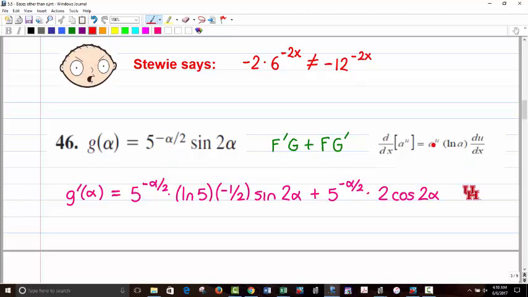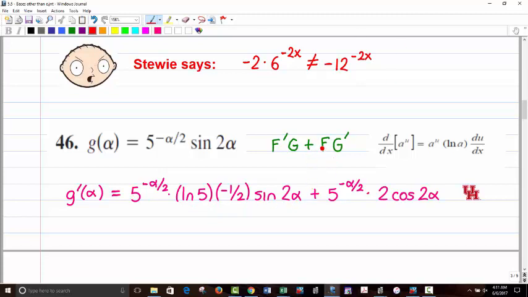And then we have ln of the base, which is 5. So ln of 5. And the derivative of negative alpha over 2. That's the same thing as saying negative 1/2 alpha. So therefore, the derivative of that would just be negative 1/2. And then times your g, which is sine of 2x. So there's the f prime g part, all that right there.